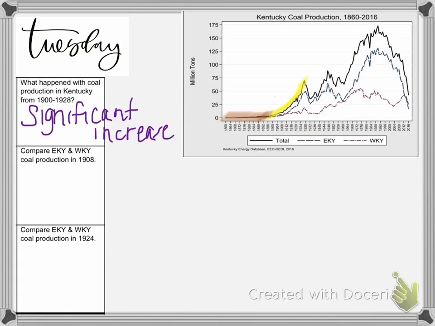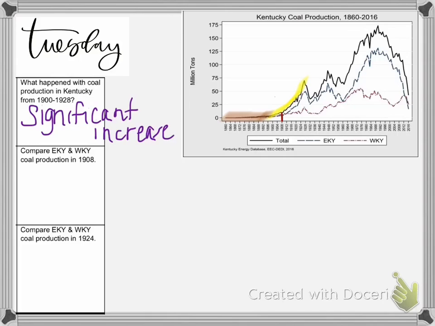Now, question number 2 says, compare Eastern Kentucky and Western Kentucky coal production in 1908. So let's look at this graph again. We want to look specifically at 1908. 1908 is right here, and there really is no difference between Eastern Kentucky and Western Kentucky. They have the same coal production in that time.